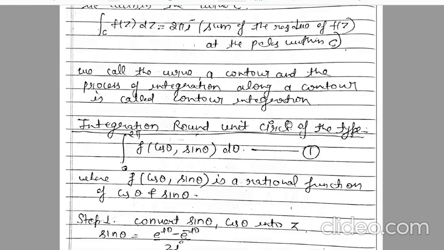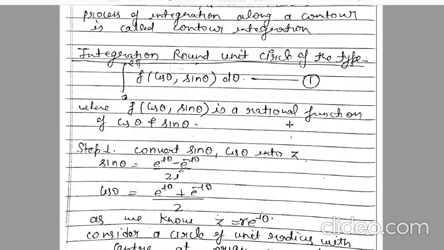So just look here, we have to solve an integral of this type. That means there will be a question related to this topic. So we need to solve this integral, right? Integration round the unit circle of the type 0 to 2 pi f(cos theta, sin theta) d theta. An integral of this type is given, and f(cos theta, sin theta) is a rational function of cos theta and sin theta, right?